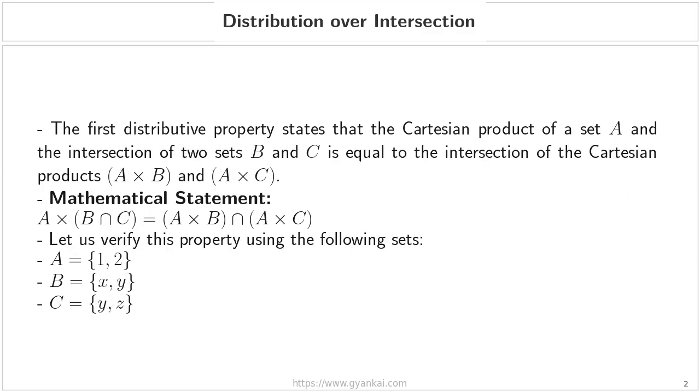To make sure this isn't just an abstract rule, let's actually verify it with a concrete example. We will use these three sets. Set A contains the elements 1 and 2, set B contains the elements x and y, and set C contains the elements y and z. We'll use these in the next few slides to work through the left-hand side and the right-hand side step by step.